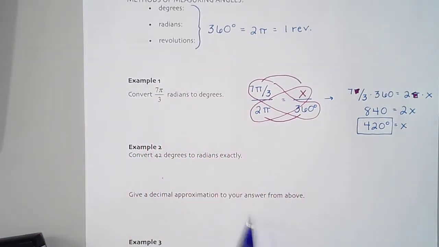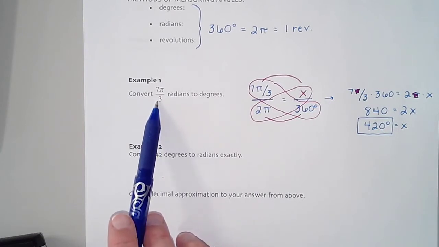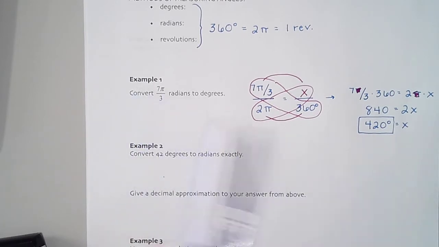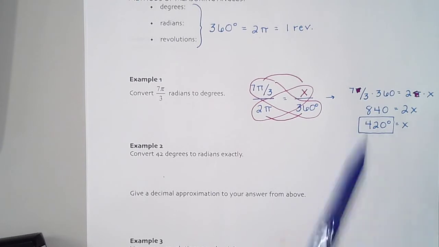And I mean, you've learned it before, but once we do it again, and you can see what 7 pi over 3 would look like on the unit circle, you can see that that would relate to 420 degrees. But this is it. This is your answer. Okay? So 420, that's all you have to know how to do.